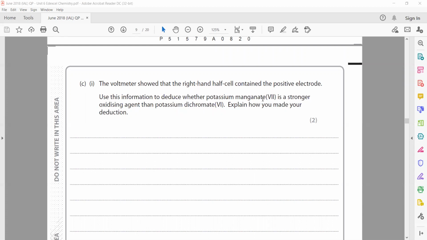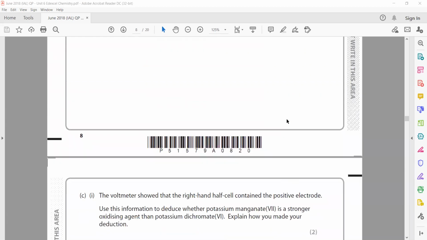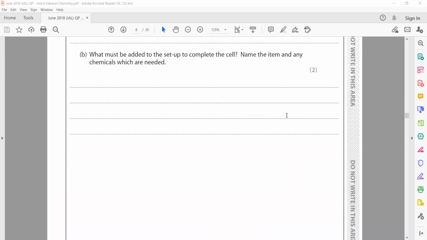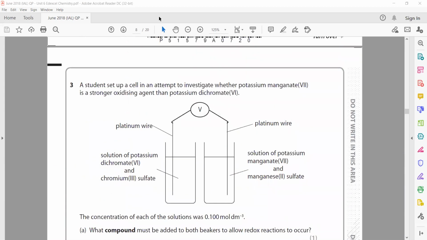Use this information to deduce whether potassium manganate(VII) is a strong oxidizing agent, stronger than potassium dichromate, and explain how you made your deduction. If it is a strong oxidizing agent, it should gain electrons. If this is the positive terminal and the other one is the negative terminal, it means electrons are lost from this side. In terms of loss of electrons, this is the anode, but in terms of movement of electrons, this is the negative terminal.